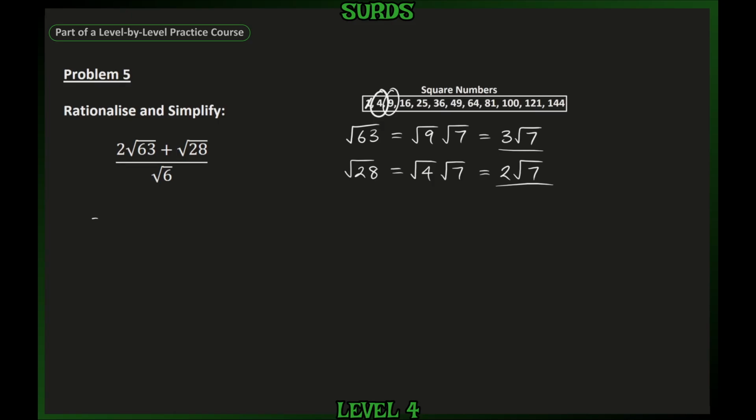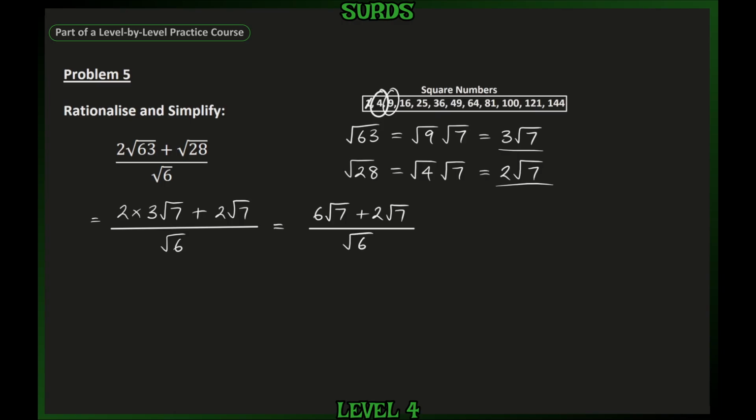So going back to our fraction, 2 root 63 becomes 2 multiplied by 3 root 7 plus the square root of 28 becomes 2 root 7, and on our denominator we just have root 6. Now we can simplify the numerator because 2 times 3 root 7 is 6 root 7, because 2 times 3 is 6. We have a plus 2 root 7 afterwards, and we still have our root 6 on the bottom. Now staying on the numerator, 6 root 7 plus 2 root 7 is just 8 root 7, because 6 plus 2 is 8. So you have 8 root 7 over root 6.